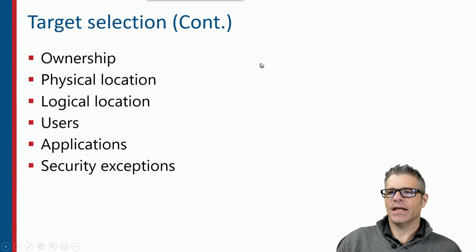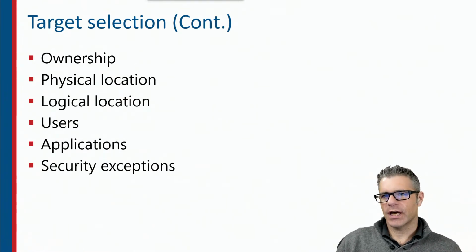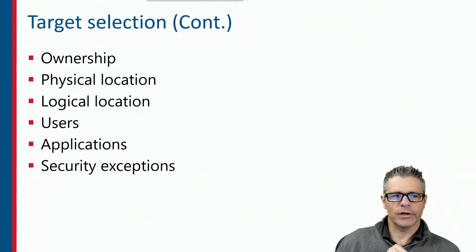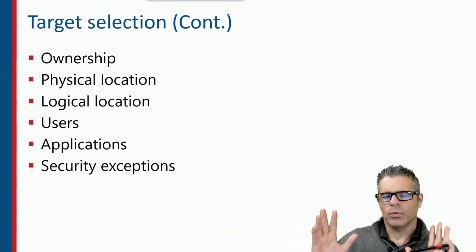You could also use any of these dimensions in order to figure it out. So anything we own is in scope. Anything that is in this physical location but nothing in this physical location. The following users are in scope. The following applications are in scope. And then we've got these security things that we want out of scope.